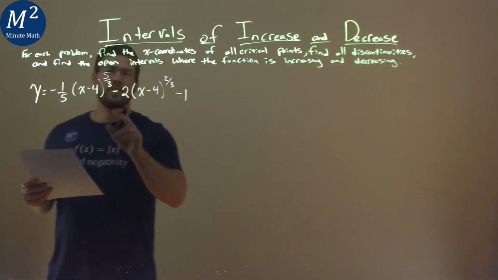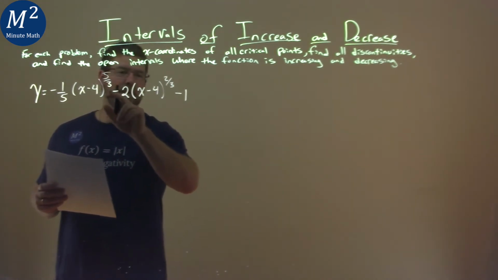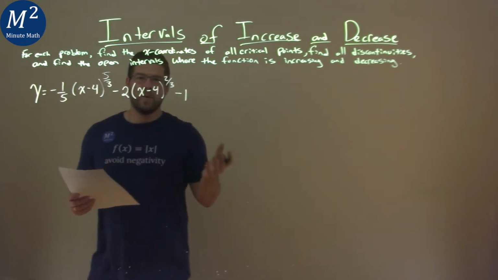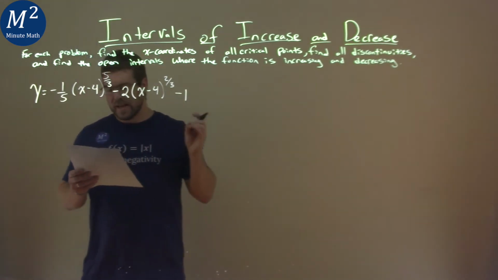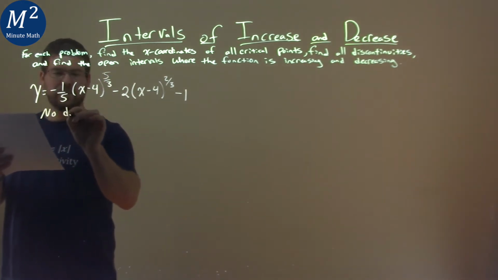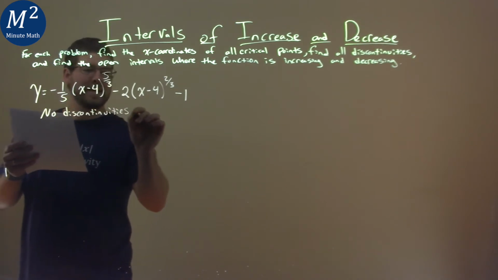Now, luckily for us, the only issue we could have is the third root that's going on, the 3 in the denominator of the fraction in the exponent. But with a third root, we're basically fine. It doesn't limit where we can plug in numbers here, so our function is actually continuous everywhere. So we can state that no discontinuities exist.